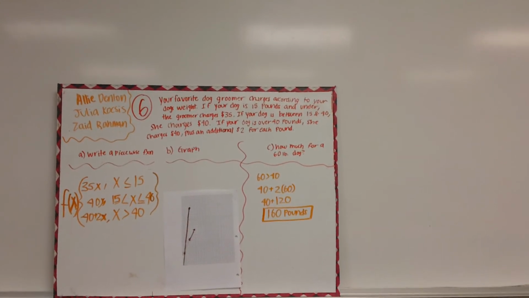When we graphed it, we had to make 3 different lines. Then using the rules, we figured out where the lines get cut off. We figured out that 60 is greater than 40, so we plugged it into 40 plus 2x, and we got 160 pounds.